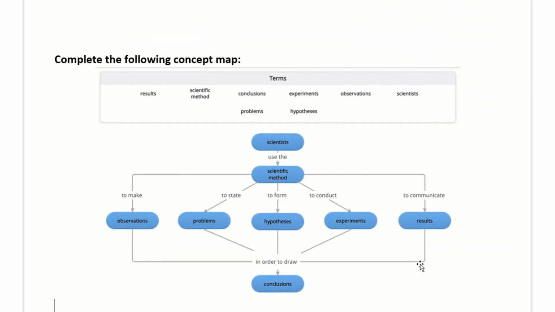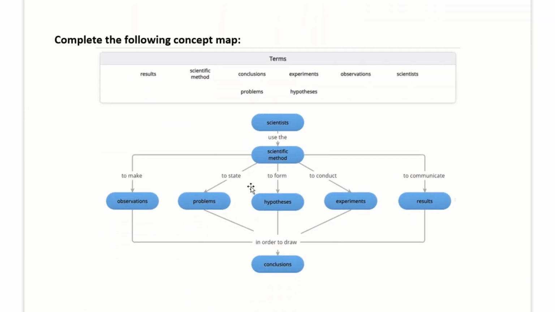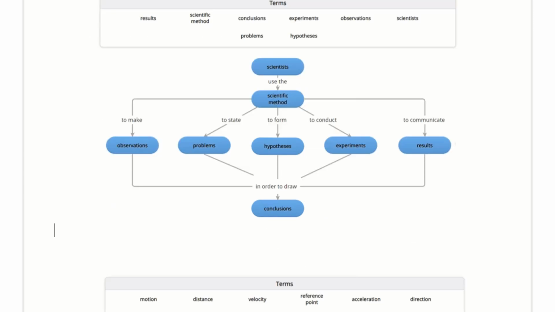Okay, then you have here 2 concept maps. You have to study them. So you have here, scientists use the scientific method to make observations, to state problems, to form hypotheses, to conduct experiments, to communicate results. Why all these? In order to draw what? Conclusion. This is the first concept map.